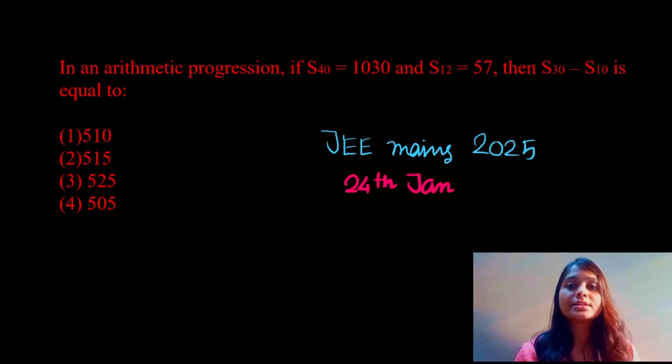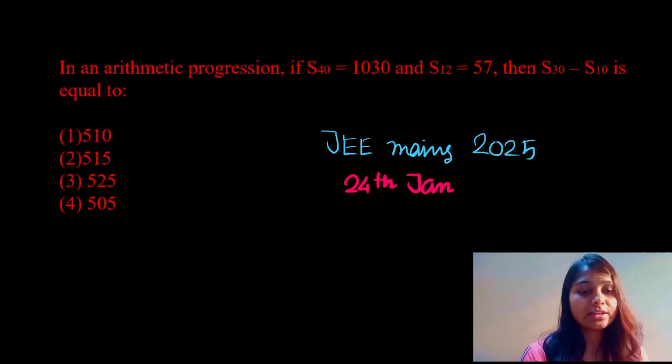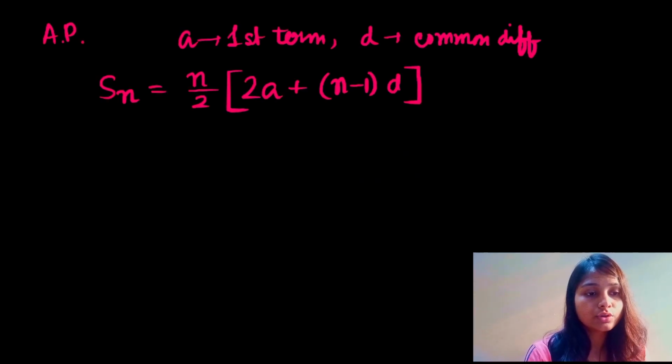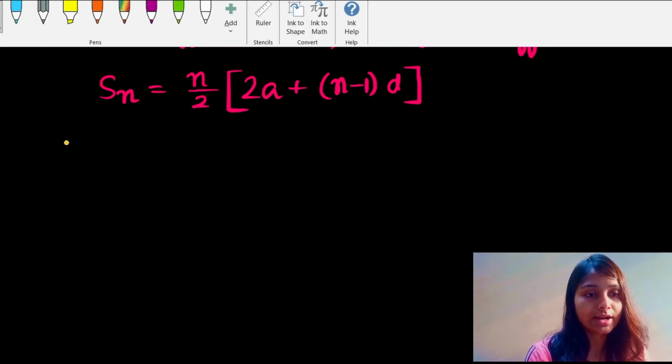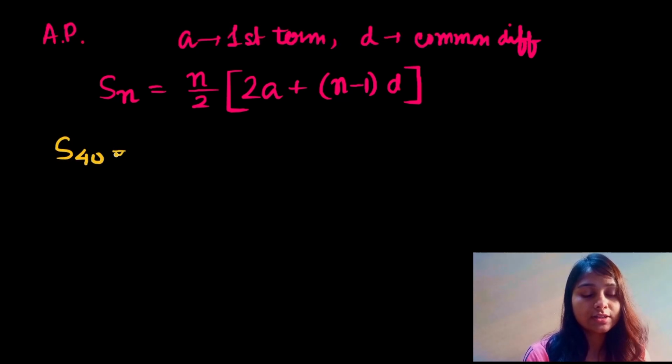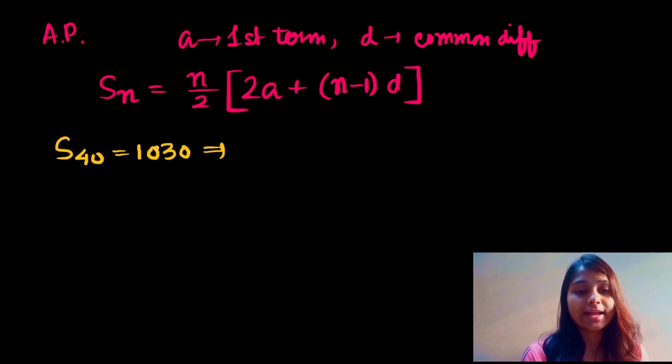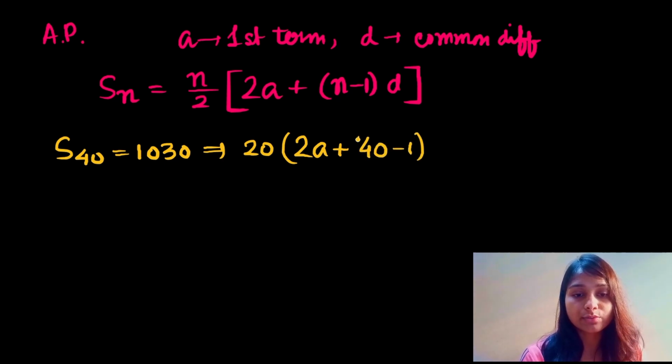So if we suppose that the first term is A and the common difference is D, then for S40 equals 1030, we can write that it will be 40 by 2, which is 20, into 2a plus (n minus 1), where n will be 40, so 40 minus 1, into D, equals 1030.